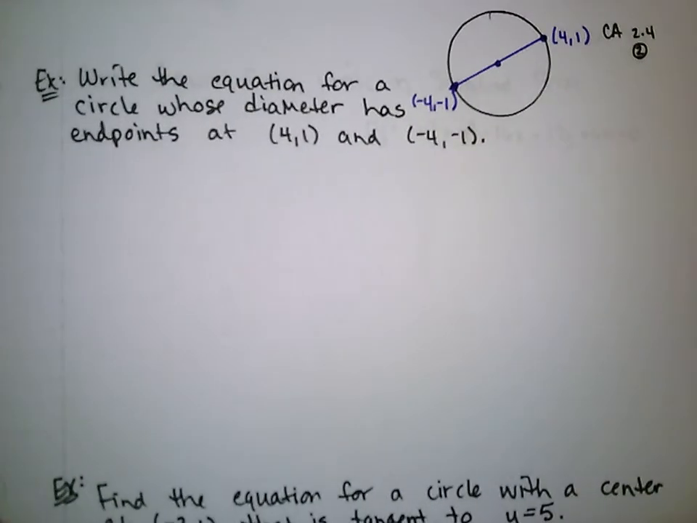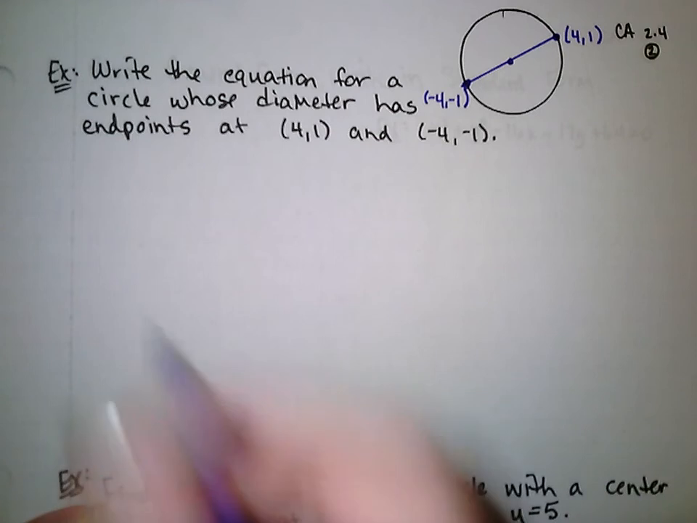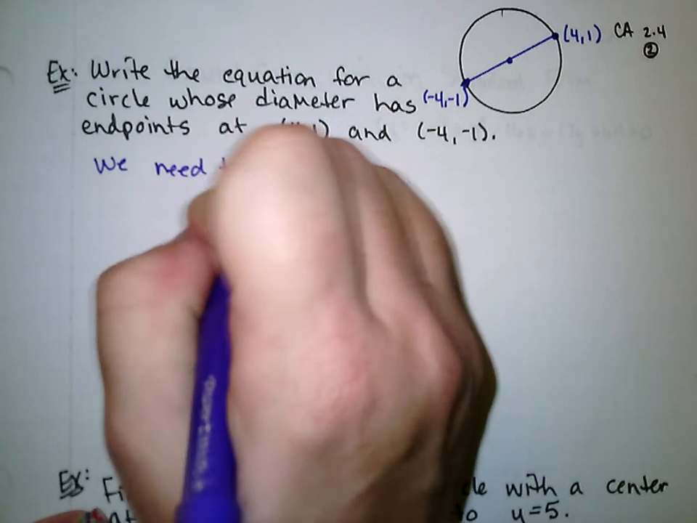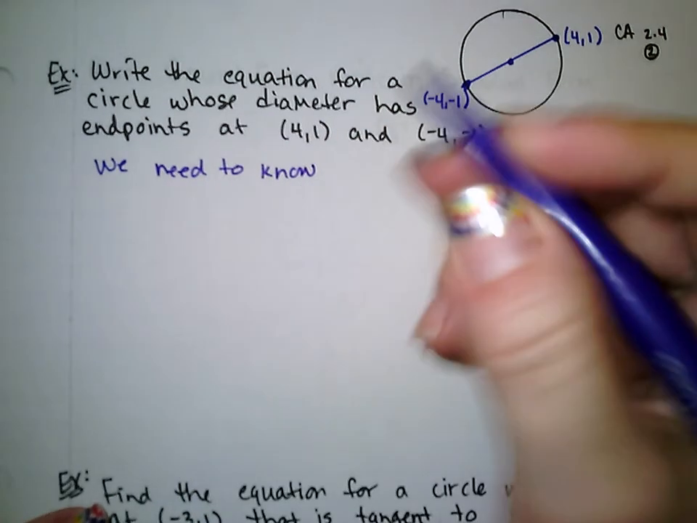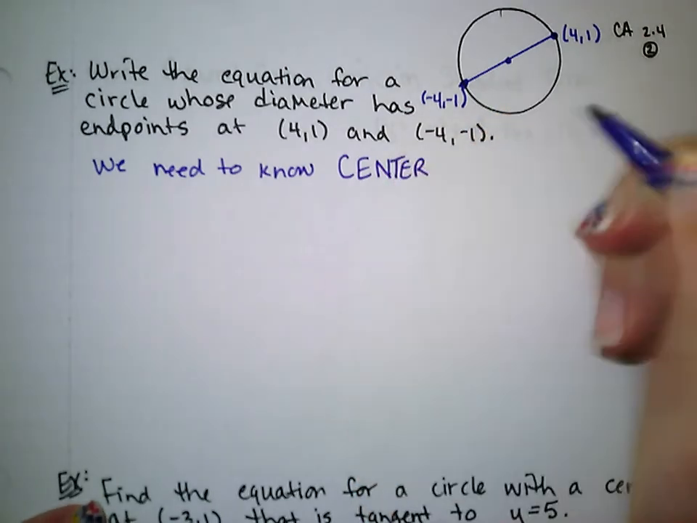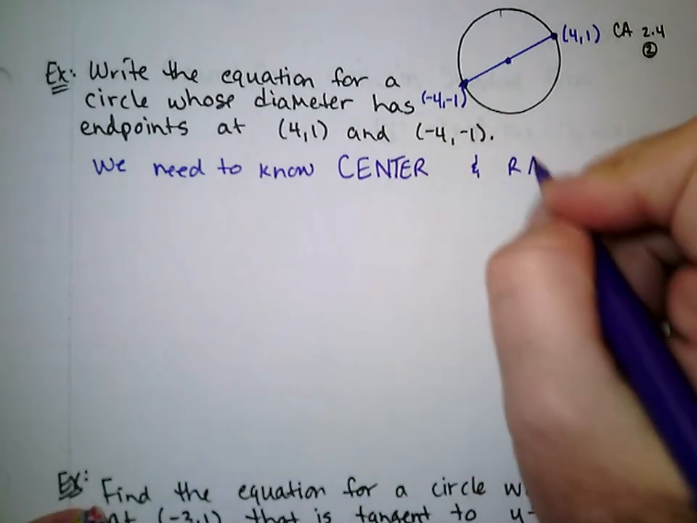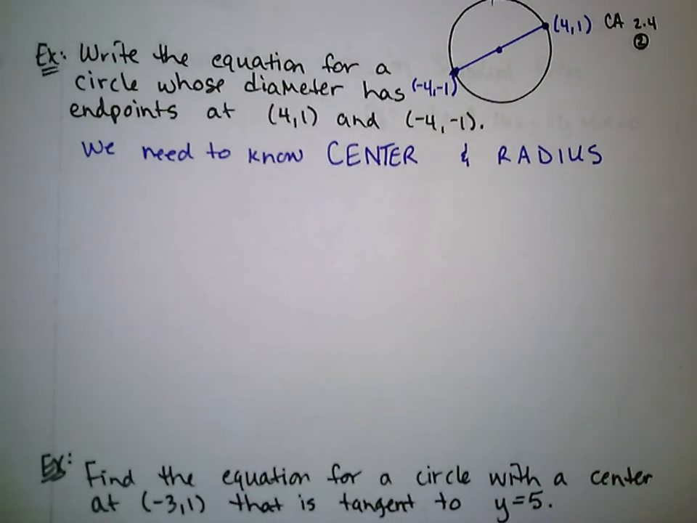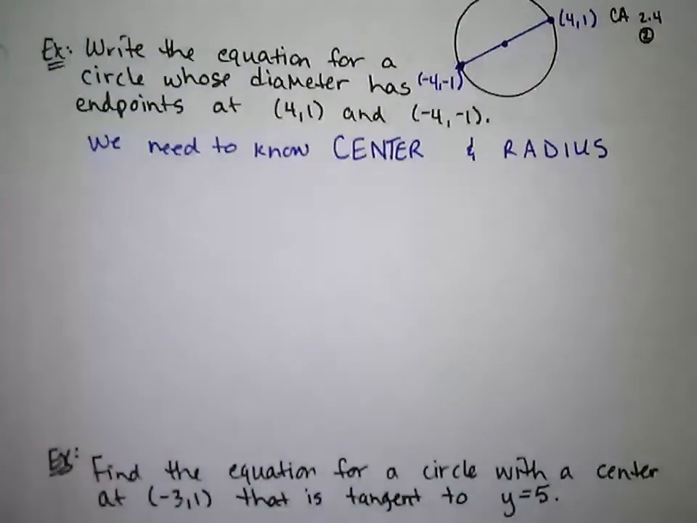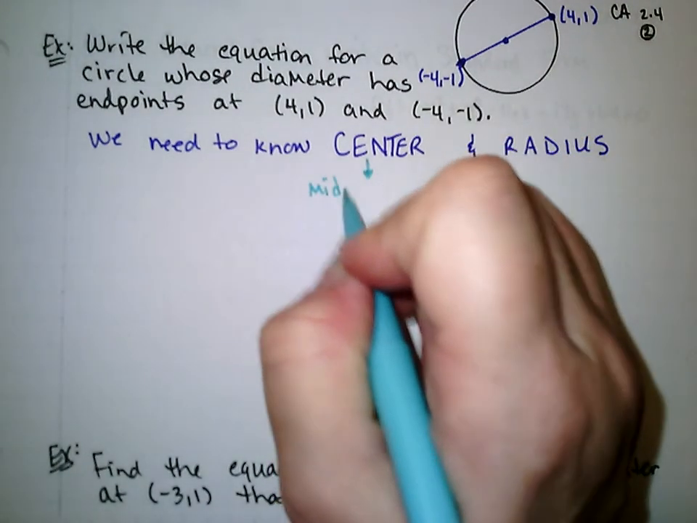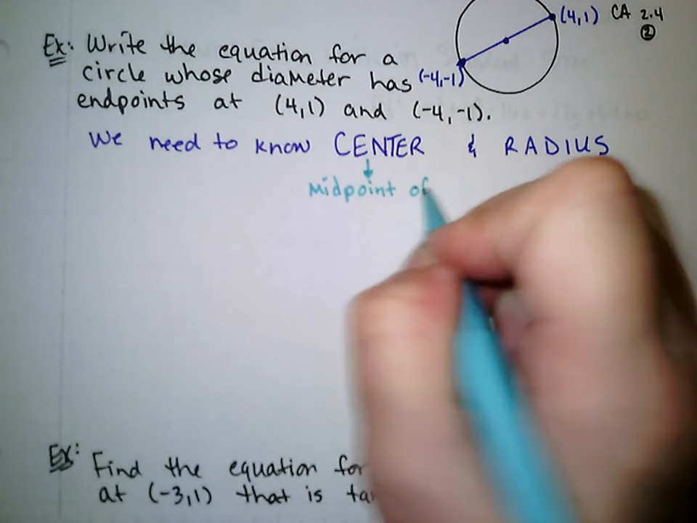In order to be able to find the equation for a circle, we need to know two pieces of information. We need to know where the center of the circle is, and we need to know the radius of the circle. So to find the center, that center is going to be at the midpoint of the diameter.